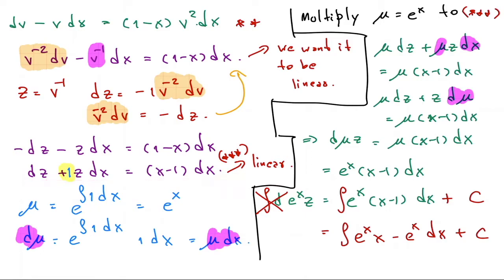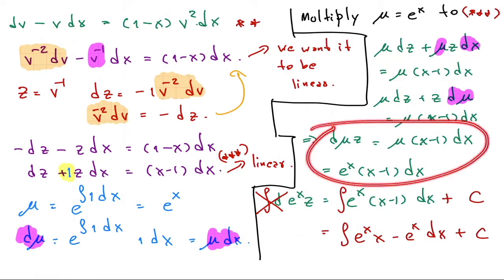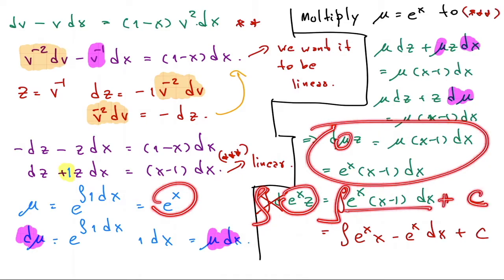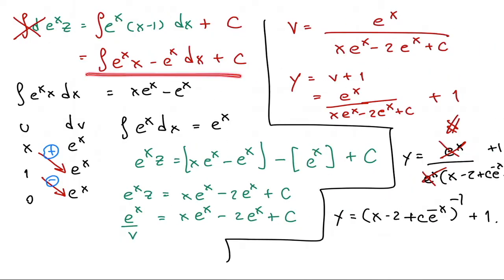So we get this equation. Then, rearranging the terms, we get this equation, right? And we get mu is actually e to the x, so we get e to the x z is actually this guy, and then we integrate and we get the constant here. So the problem is just to integrate this guy.